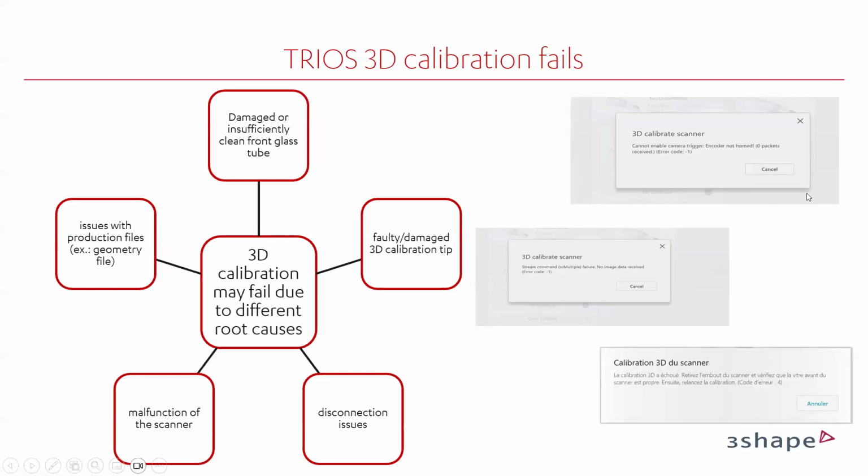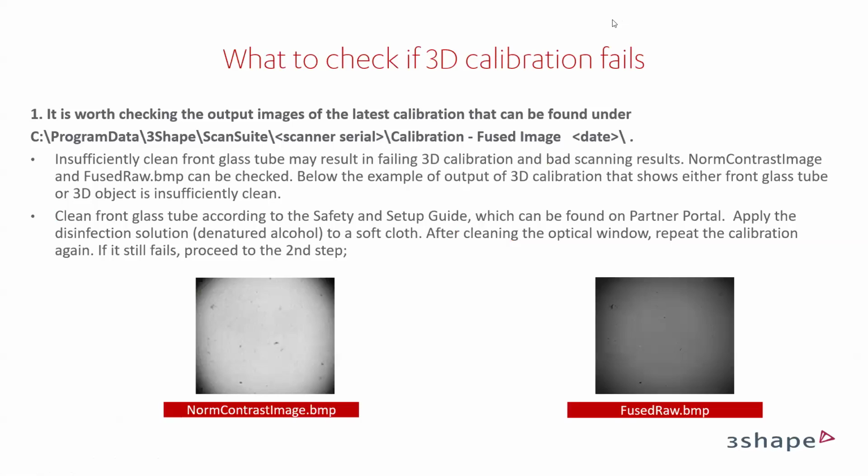You may face some different error messages during the calibration process. The first one is the error code -1. Also, code 4, we'll check it a little bit later. What you can check is whether the 3D calibration fails. It's worth checking the output images, at least the calibration ones, that can be found under this path.